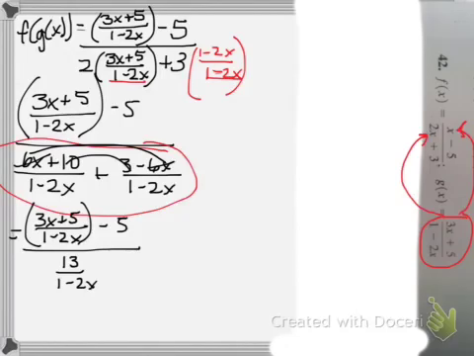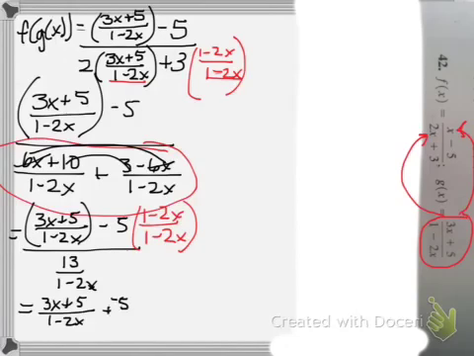Now that we've got the bottom simplified, we're going to move up to the top. I see that I have 1 minus 2x again on the bottom of the numerator, so I'm going to multiply that 5 by 1 minus 2x over 1 minus 2x. When I multiply that out, I get 3x plus 5 over 1 minus 2x, plus negative 5 plus 10x over 1 minus 2x. And then all of that is over 13 over 1 minus 2x.